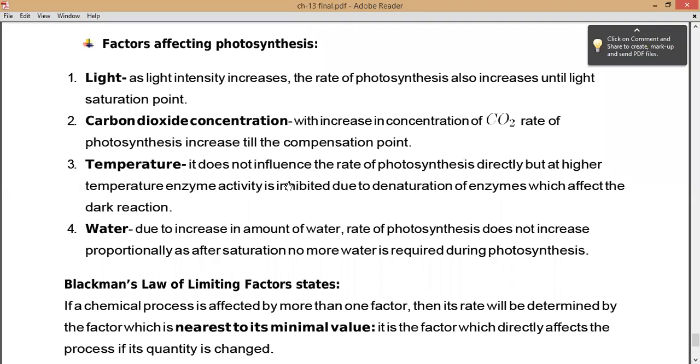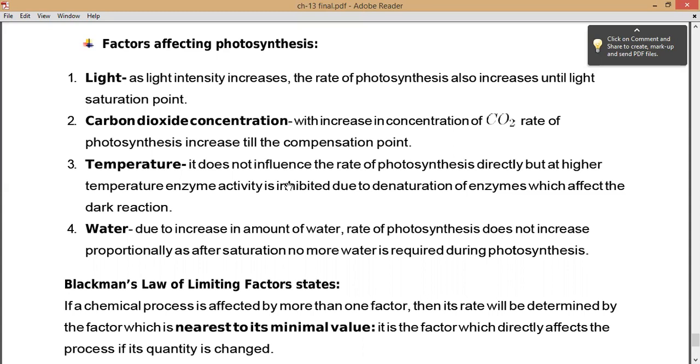The second factor is the carbon dioxide concentration, right? Now you know that for the occurrence of photosynthesis, three things are very necessary. The first is sunlight, the second is carbon dioxide, and the third is water. Only in the presence of these three things can proper photosynthesis take place. So when we are talking about carbon dioxide concentration, if there is an increase in the concentration of carbon dioxide, then the rate of photosynthesis will increase till the compensation point.